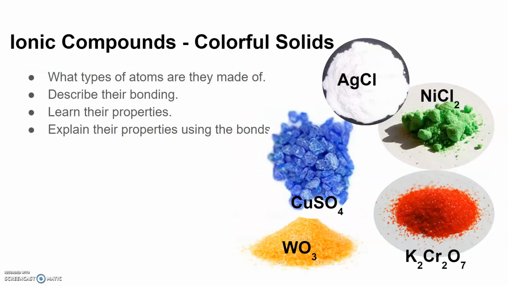Okay, so let's go right into ionic compounds. Here are some examples of ionic compounds. You can see they have a lot of different colors and they're all solids. So in this section, we're going to learn what type of atoms they're made of, describe their bonding, learn about their properties, and explain their properties using bonds.